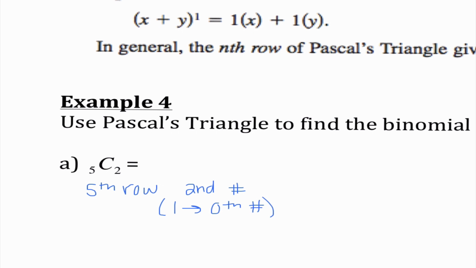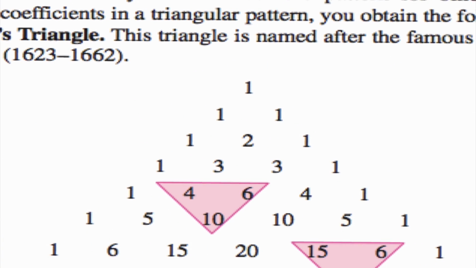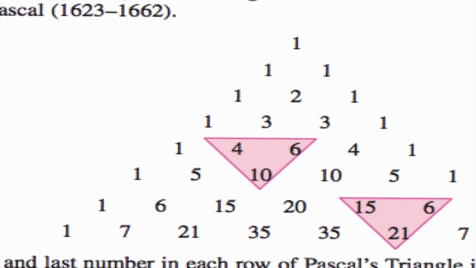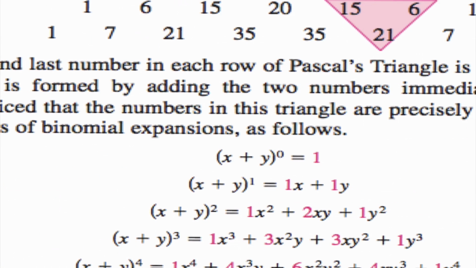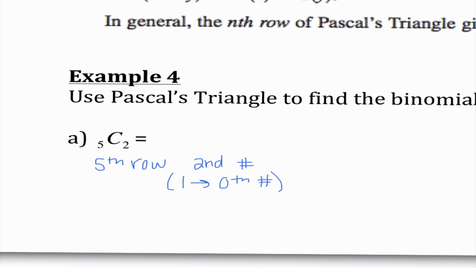So, 5th row, technically, if we scroll all the way back up here. So, this is the 0th row, first row, second row, third row, fourth row, 5th row. Okay, we don't count this first one. So we go 1, 2. So our answer here is 10 because 4 plus 6 is 10. So we can go ahead and say that 5 combination 2 is 10.